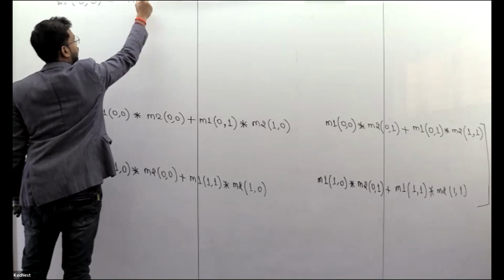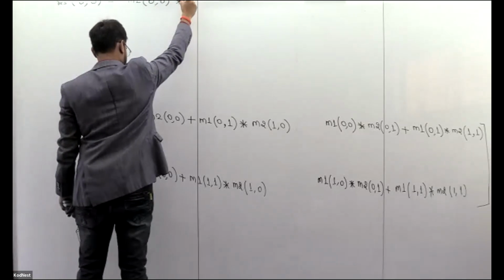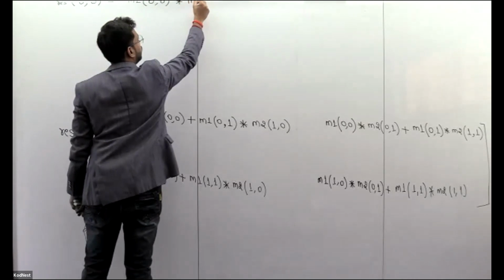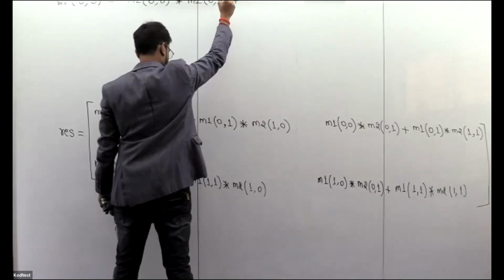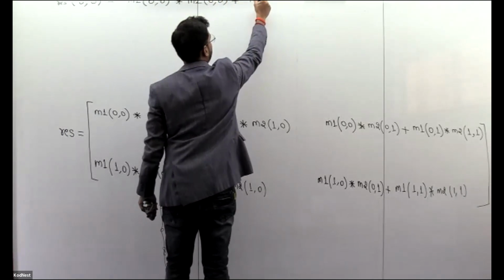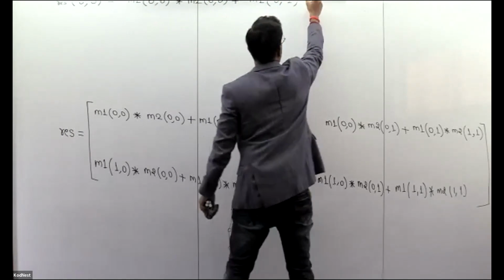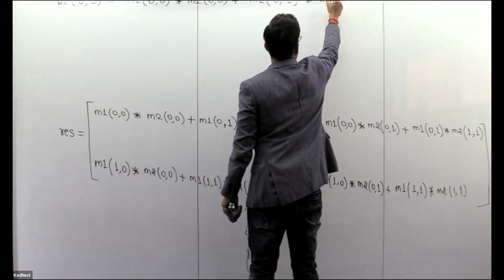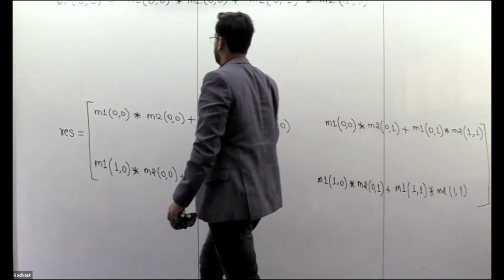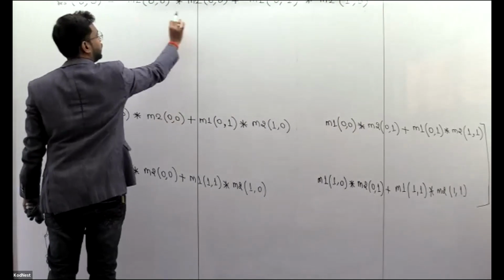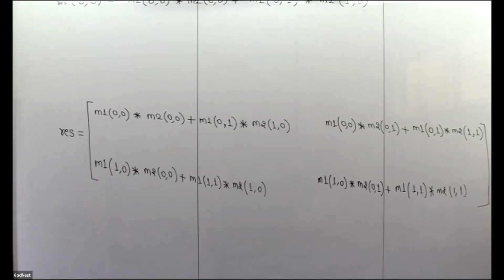M1 0,0 multiplied with M2 0,0 plus M1 0,1 multiplied with M2 1,0. This as it is, I have written it here. I have not made any change. Maybe it is out of scope. Let me bring it into the scope of the camera.